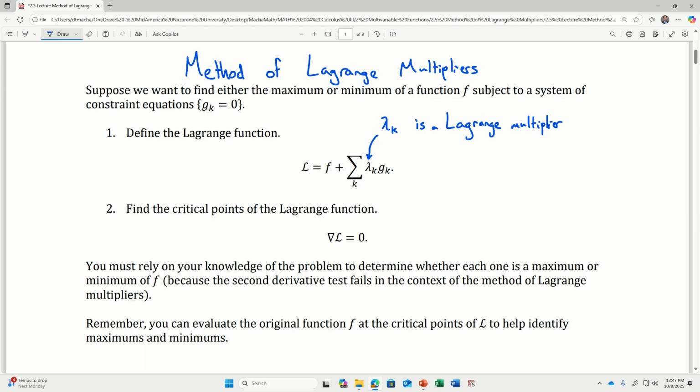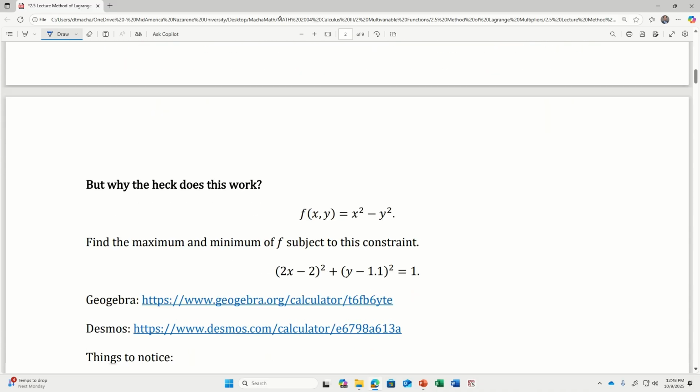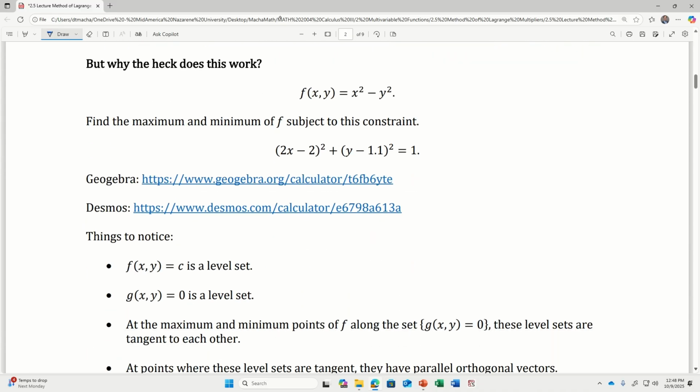Define the Lagrange function, find the critical points. Okay, let's do an example. Or maybe not. But before we do an example, let me try to explain why this works. Because hopefully, to all of you good math students out there, you're thinking, okay, that sounds a little bit crazy. Why would I define the Lagrange function that way? And then why would the critical points of the Lagrange function have anything to do with this constrained optimization?